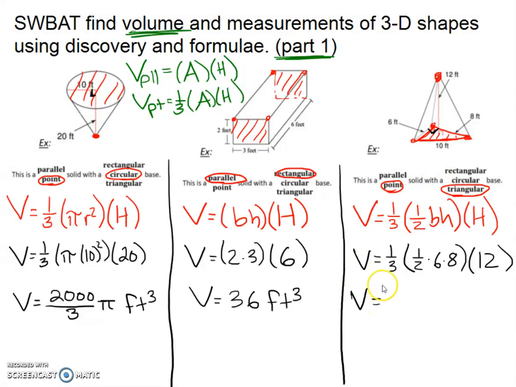To simplify this a little, I do this in my head pretty easily because 1/3 and 1/2 is dividing by 6, and that's just going to cancel out with that 6 right there. So really all we're doing here is 8 times 12, which is 96. One last example with feet, so 96 cubic feet. Our objective today was that we were finding volume of 3D shapes using discovery and formula. You don't have to memorize these formulas individually, you just have to know these two.